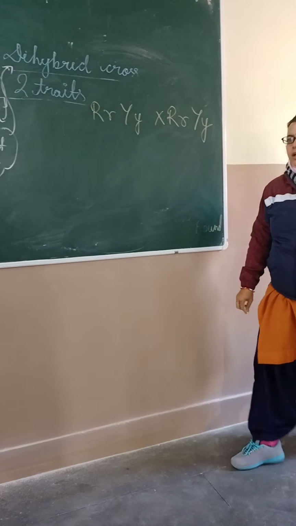Capital R, small r, capital Y, small y. This one will cross with this. Okay, in the first condition, please observe it clearly, then you will understand it. When this one gamete crosses with this, what will form here? Capital R, capital Y. One gamete. Okay. When this R will cross with this y, what will form? Capital R, small y. Two gametes are clear.